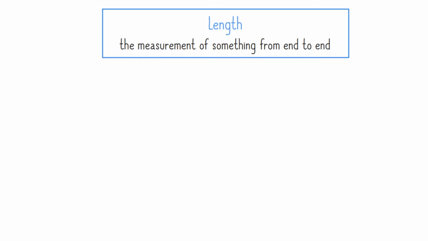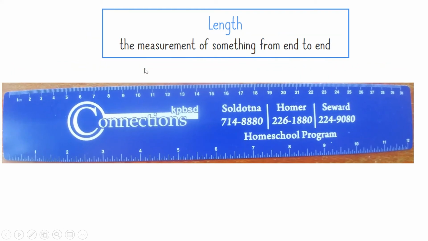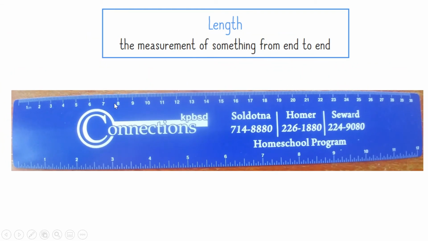So, I want you to get out your ruler. There's my ruler. I want you to make sure that you have a ruler that has the inches on one side, which is the unit that the United States uses for the most part, and then centimeters on the other side. A ruler is a tool used to measure length or distance. What do you notice about the units of measurement on this ruler?